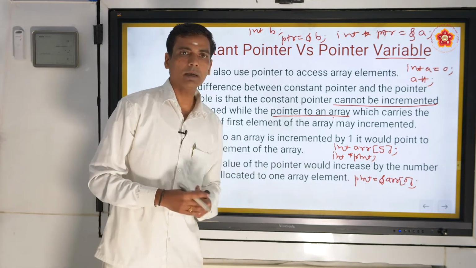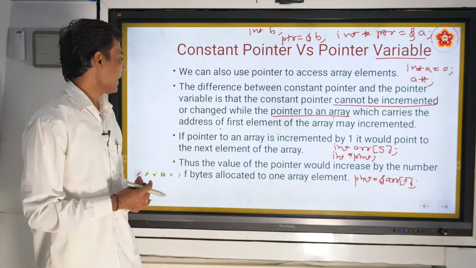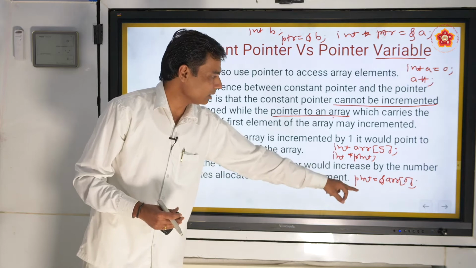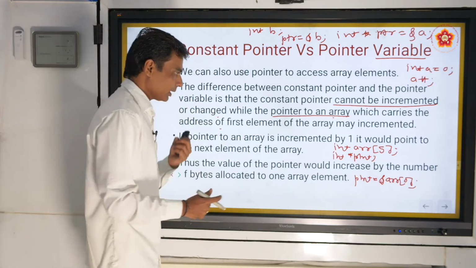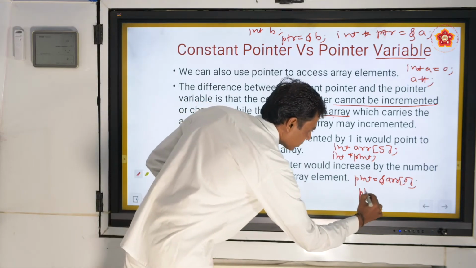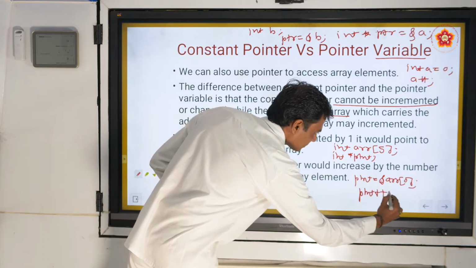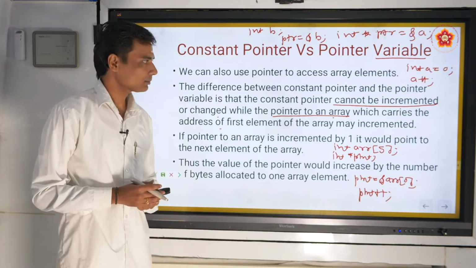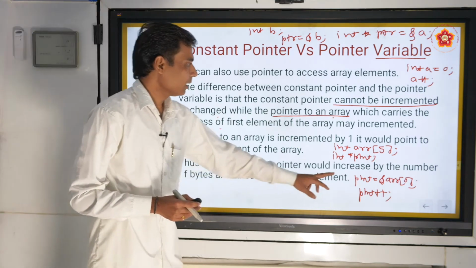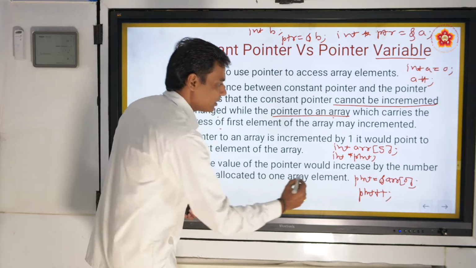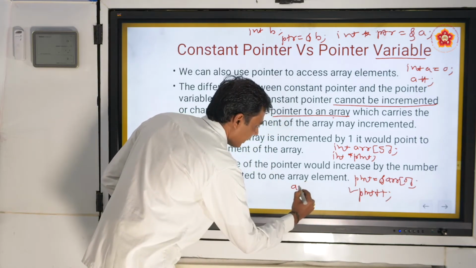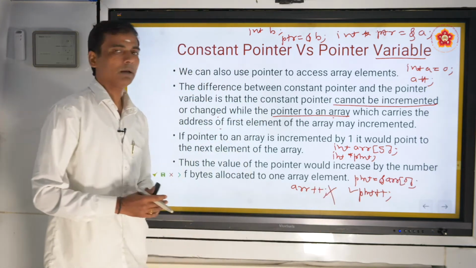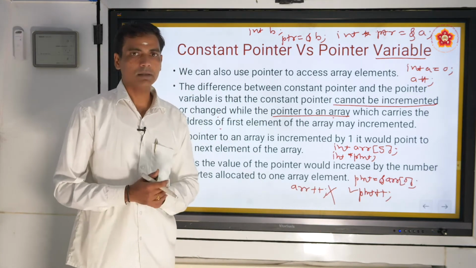This is a pointer to an array which carries the address of the first element of the array that may be incremented. This we can increment. That means we can make arithmetic operations on p int like this, p int plus plus, isn't it? But we cannot write like this, ARR plus plus. This is okay, but we cannot write ARR plus plus. This is wrong. We cannot write because it is a constant pointer.